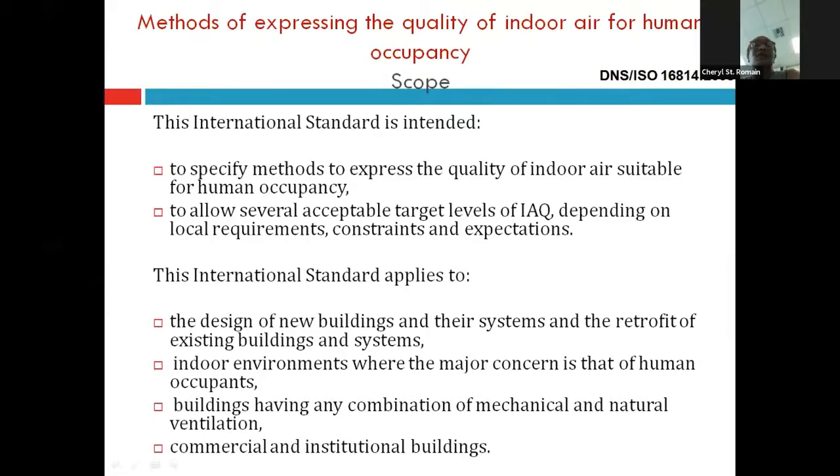The standard is intended to specify methods to express the quality of indoor air suitable for human occupancy, to allow several acceptable target levels of indoor air quality depending on local requirements, constraints, and expectations. And it also applies to the design of new buildings and the systems and the retrofit of existing buildings and systems. It looks at the indoor environments where the major concern is that of human occupants, the buildings having any combination of mechanical and natural ventilation, and the commercial and institutional buildings.